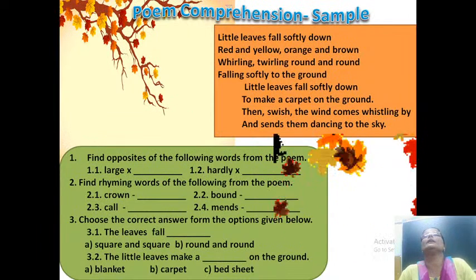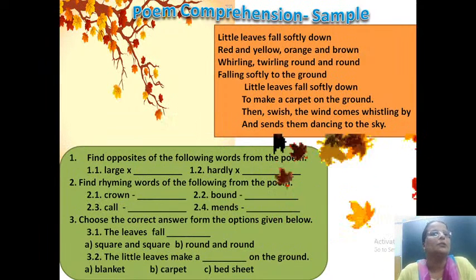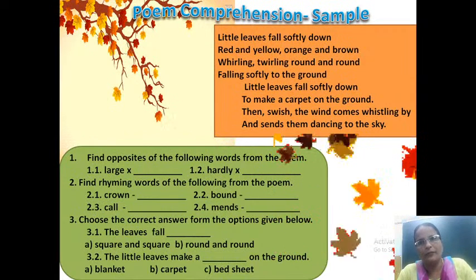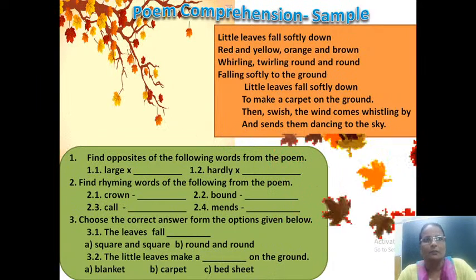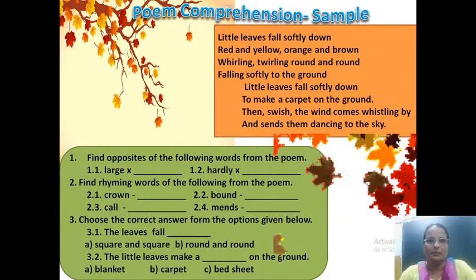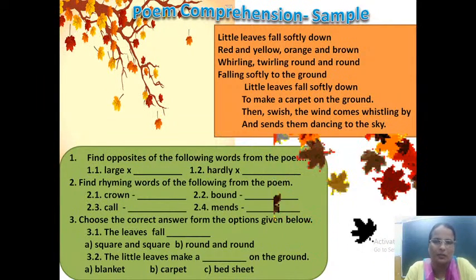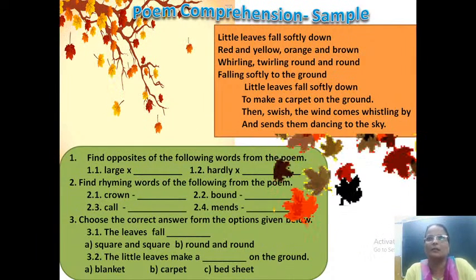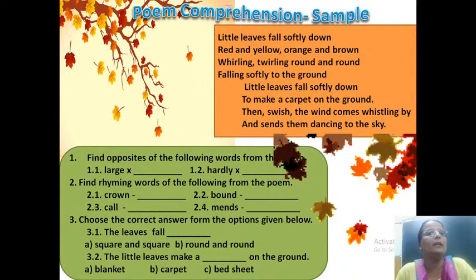Small is not given in the poem. Okay. This is what I am telling you. Children, you should not write the opposite word if it is not given in the poem. Okay. If you write small, you will not be given mark. Because the question is that find opposite of the following words from the poem. Whatever the opposite word of large is given in the poem, that only you have to write. If you write tiny, tiny is not given in the poem. Okay, if you write small, small is not given in the poem. So if you write little, then only you will get the mark.